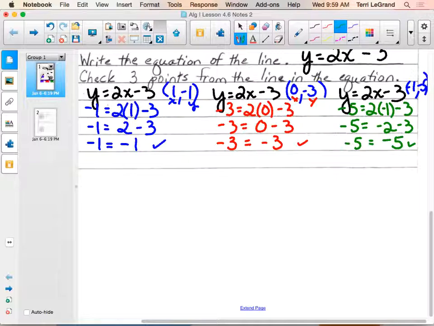Okay? Put those rulers down, please. Any questions on this one? Any questions lingering over from yesterday when I wasn't here to answer your questions about slope-intercept form?